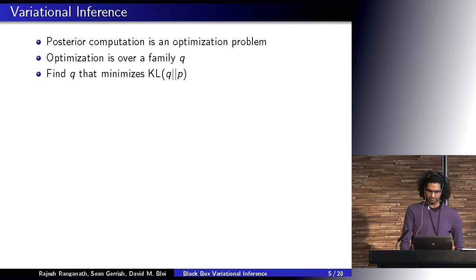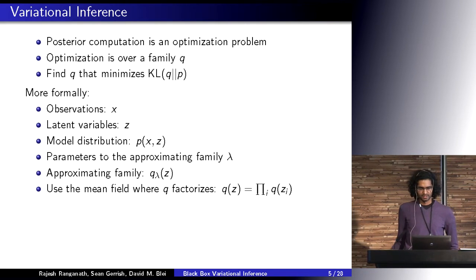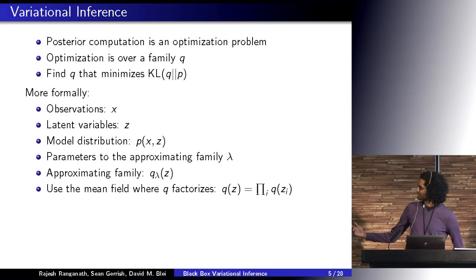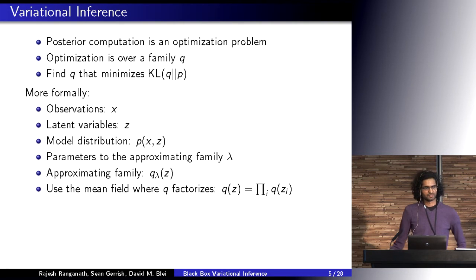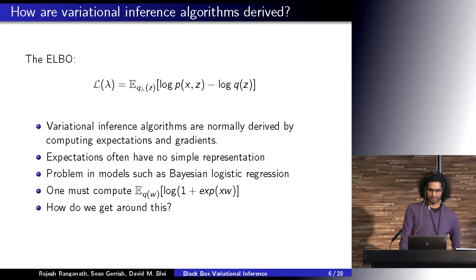P. If we look at this a little bit more carefully, we see that X are the observations, our lab values. Z are latent variables, like the patient states. We have some sort of modeling distribution P, and we have some sort of approximating variational family Q. Minimizing the KL divergence can be seen as maximizing this thing called the evidence lower bound, the ELBO, and that's how you get a variational inference algorithm. So how do we derive these things generally?